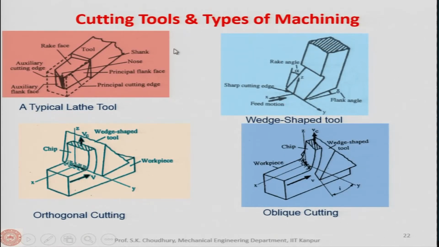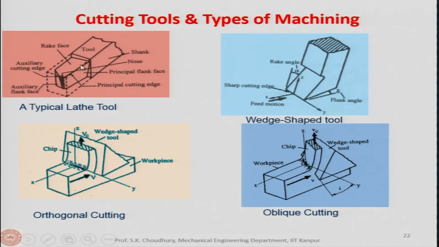Okay. Now, the cutting tools and the types of machining. If you see this tool, this is a typical lathe tool, and this typical lathe tool can be made from a rectangular shape of the workpiece. As you can see, from here you chop off this much portion, all right. So, this will be the rake face, okay, and this has an inclination. That inclination is given by the rake angle, and once again I repeat that the rake angle, defining the inclination of the rake face, is the angle between the rake face and a line perpendicular to the cutting velocity vector, all right.